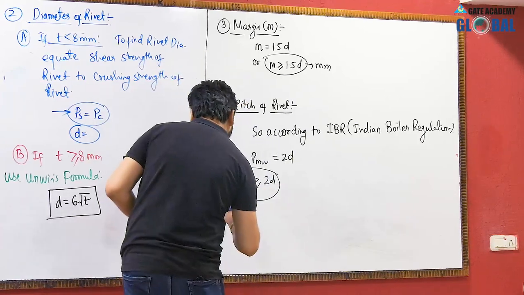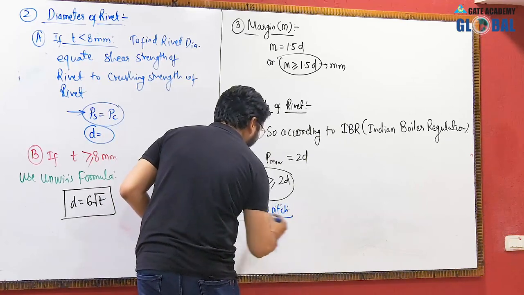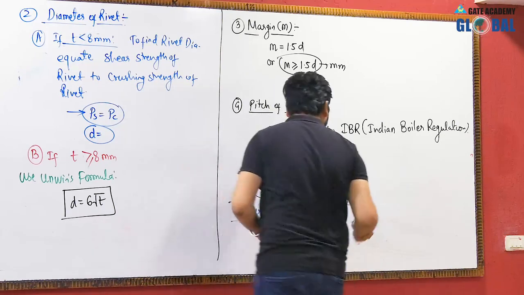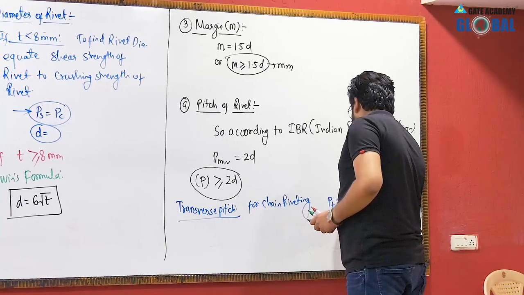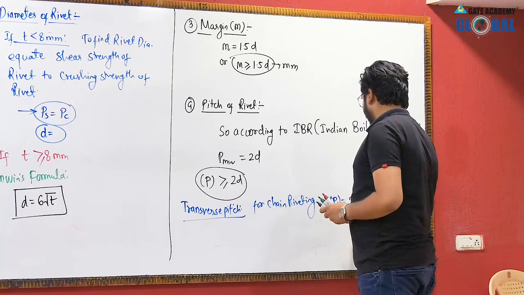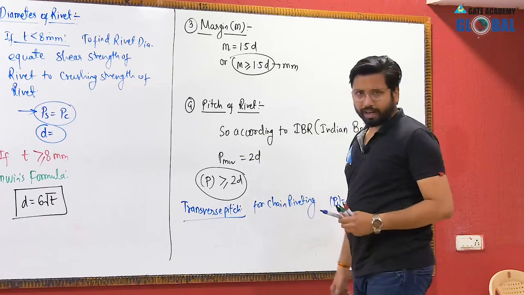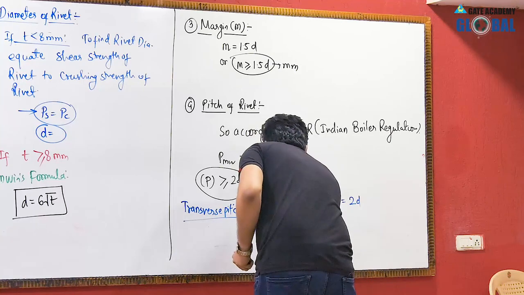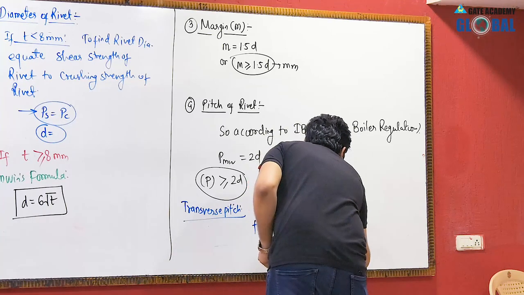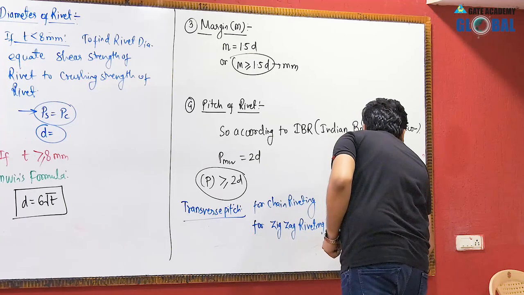Now if you talk about the transverse pitch, for chain riveting, okay, we know what is chain riveting. For chain riveting, the transverse pitch PT will be equal to 2 times D, that is the minimum value of PT should be equal to 2 times the diameter. And for zigzag riveting, PT, that is the transverse pitch, will be equal to 0.33 times the pitch plus 0.67 times D.